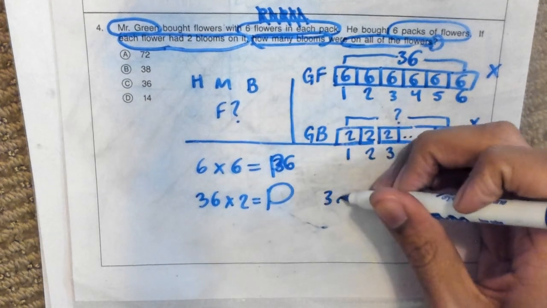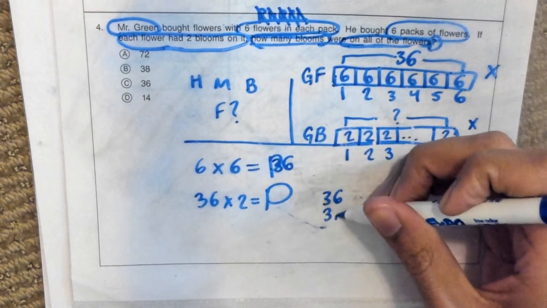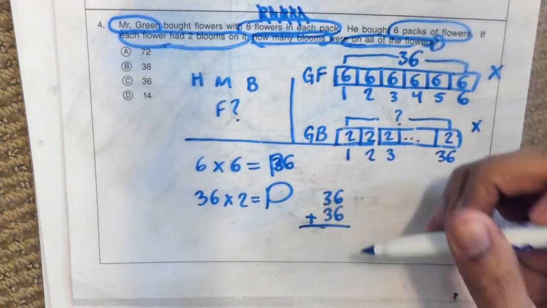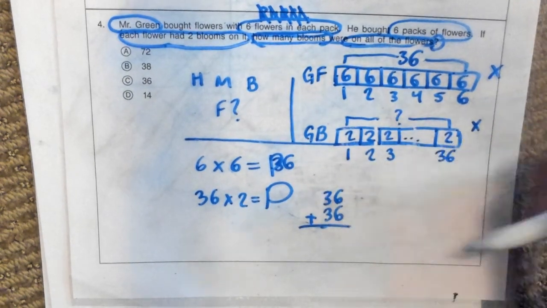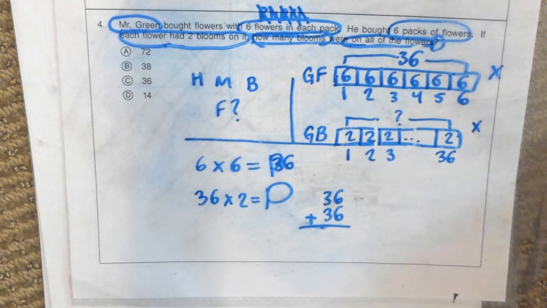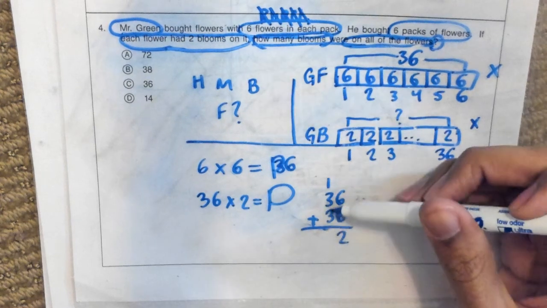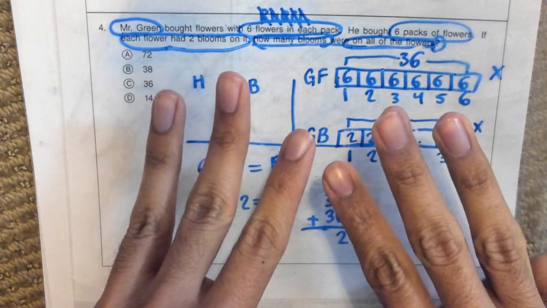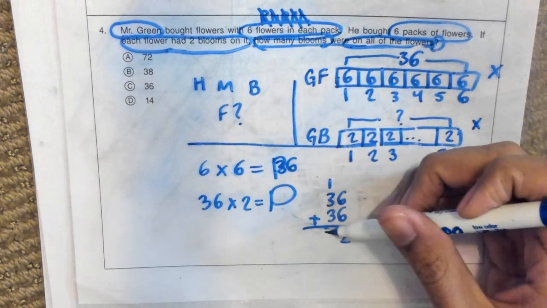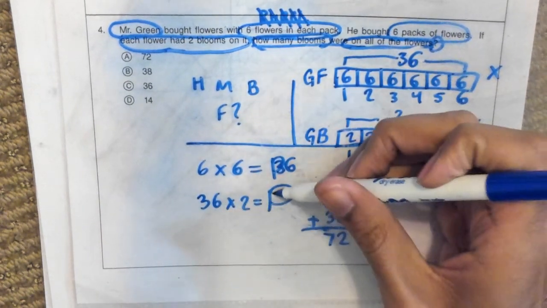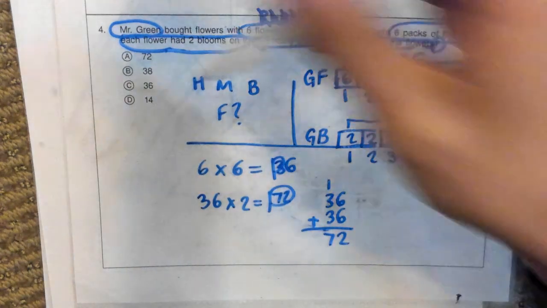Here's the 36 one time, and here's the 36 the second time. So let's go ahead and add this. 6 and 6 make 12. So we have to regroup. And 3 and 3 make 6. Plus 1 is 7. So our total is 72. That means our product would be 72. That's A.